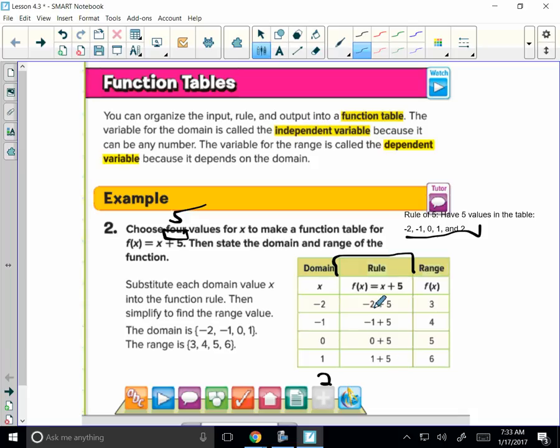-2 plus 5 is 3. -1 plus 5 is 4. 0 plus 5 is 5. 1 plus 5 is 6. And now I'm going to plug in this bottom one here. 2 plus 5, excuse my handwriting, is 7. So that's what a function table looks like. If I ask for a function table, I should see domain, rule, and range.